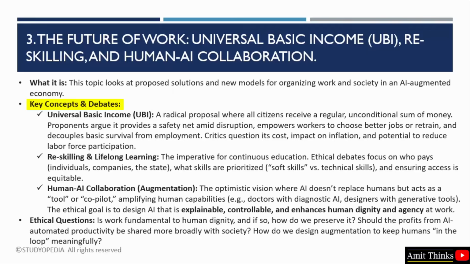Beginning with Universal Basic Income, that is UBI, regular unconditional income for all. Supporters say it offers security, freedom to retrain, and separates survival from jobs. Critics worry about cost, inflation, and reduced work incentives. Reskilling and lifelong learning. Ongoing education is vital. Debates center on who funds it, which skills matter most, and how to ensure fair access.